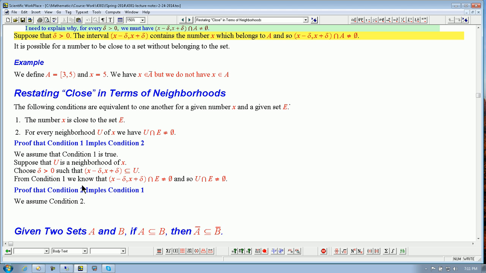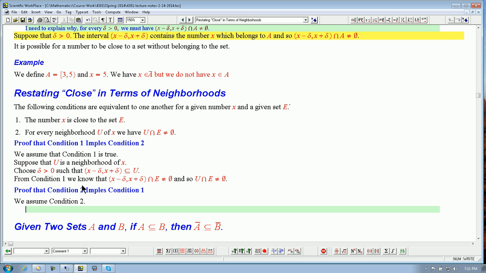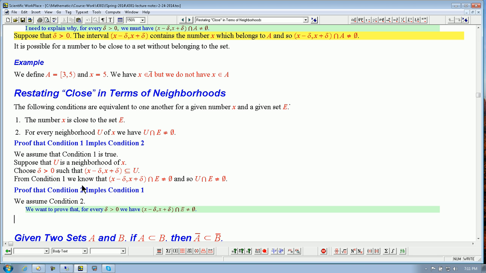So we want, this is to help you see what to do. We want to prove that for every delta greater than 0, we have this stick intersected with E is unequal to the empty set. I'm just spelling that out, and I'm coming back to our main color now. All right? How do you prove that something happens for every delta greater than 0?